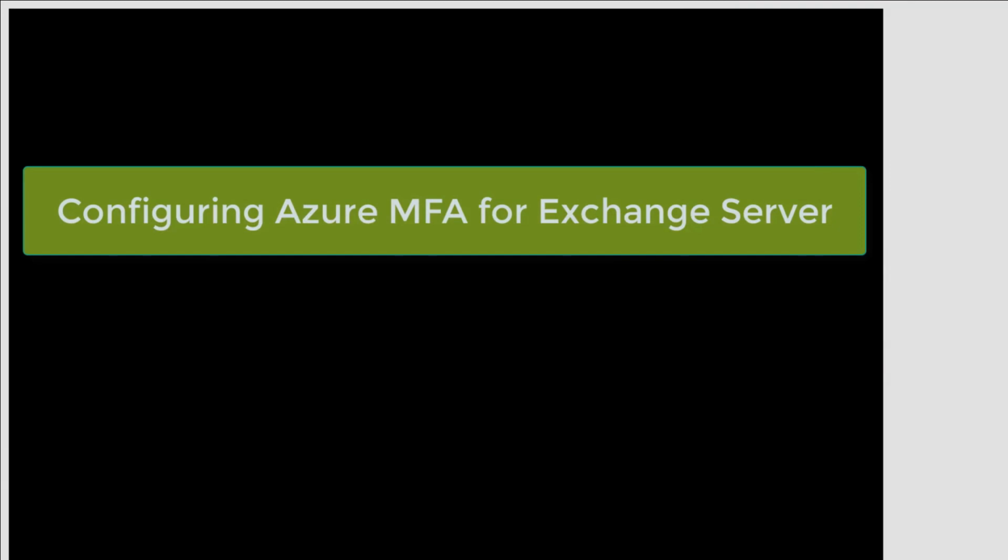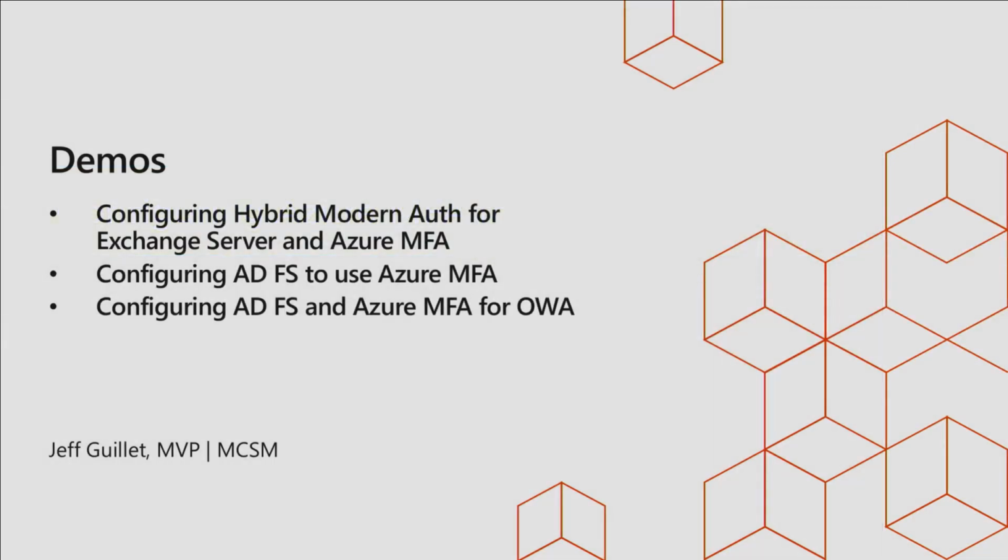There are 3 demos, like I said. The first one that I'm going to do is configuring hybrid modern auth for Exchange Server and Azure MFA. So this is the step you would use for password hash sync. If you have ADFS, you're going to need to see demos 2 and 3, but those are building on demo 1. So you're still going to need to do everything that's in demo 1 if you're using ADFS. The second demo is ADFS with Azure MFA, and the third demo is securing OWA with MFA.